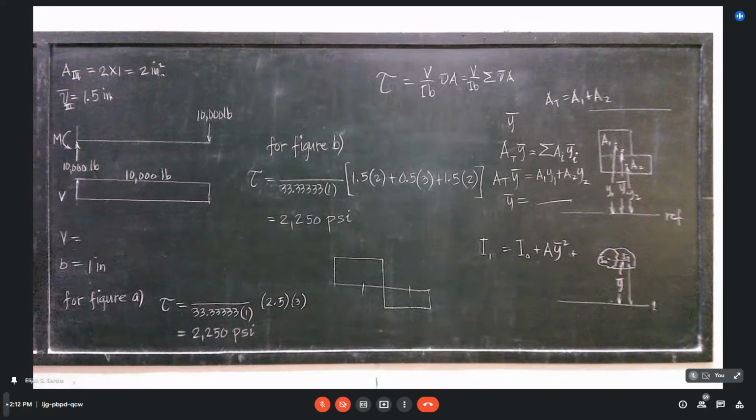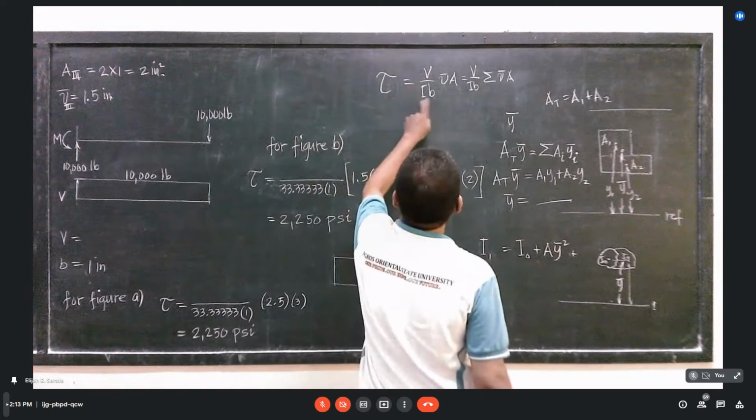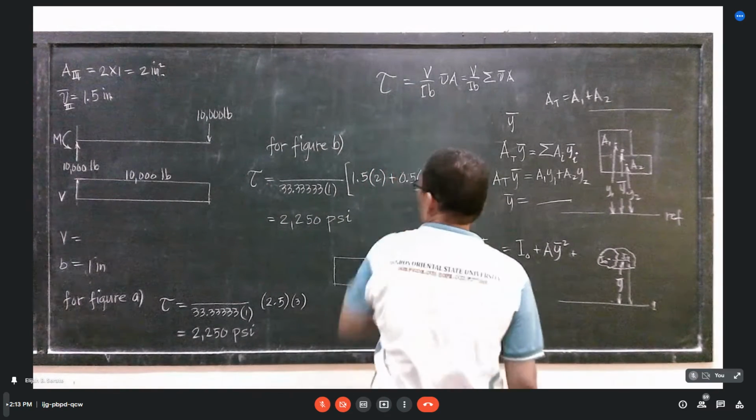Okay, so now we can solve this, no? Kanang VIB, kani VIB VA. Okay?